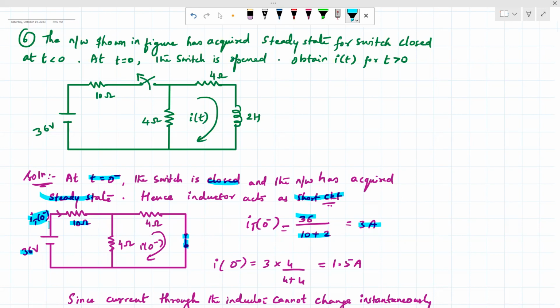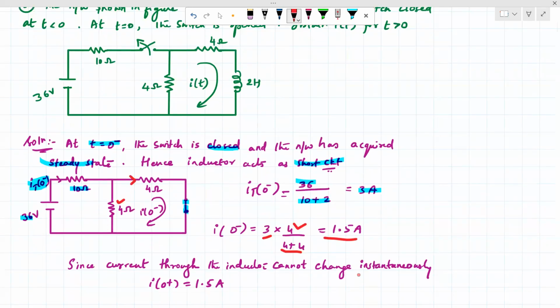So once I get iT of 0 minus, I can calculate the current flowing through the inductor, that is i of 0 minus, which is equal to the branch current. If I want the inductor current, this is equal to the total current, which is 3, into the resistance of the other branch, that is 4, divided by the total resistance, which is 4 plus 4. So simplifying this, I get the inductor current to be 1.5 amps.